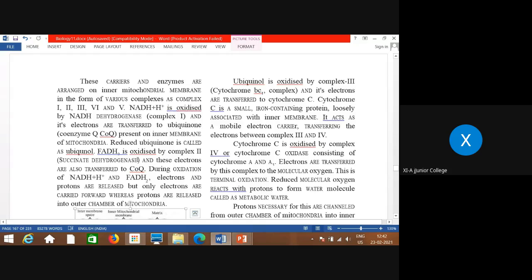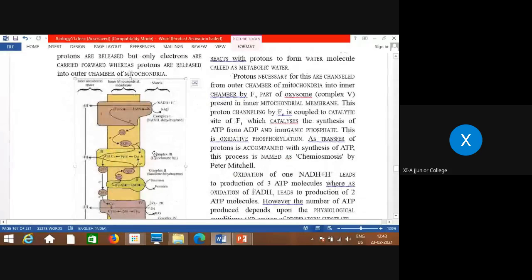FADH2, the other coenzyme, is oxidized by complex 2, that is succinate dehydrogenase, and these electrons are also transferred to coenzyme Q. During oxidation of NADH2 and FADH2, electrons and protons are released, but only electrons are carried forward, whereas protons are released into the outer chamber of mitochondria. What is present over there and how they are carried, I just mentioned while we were revising.